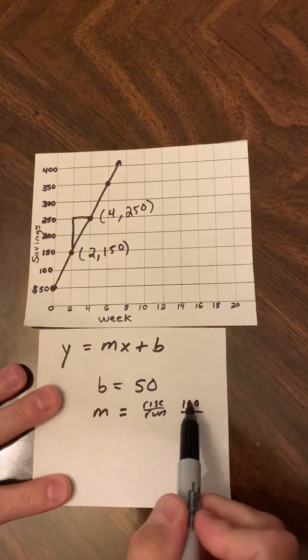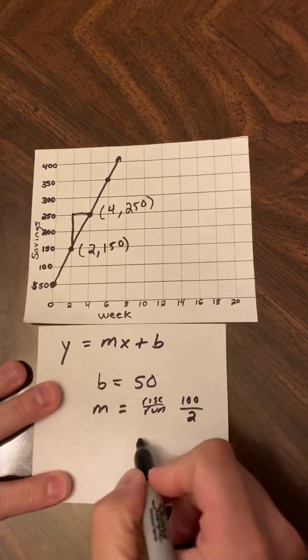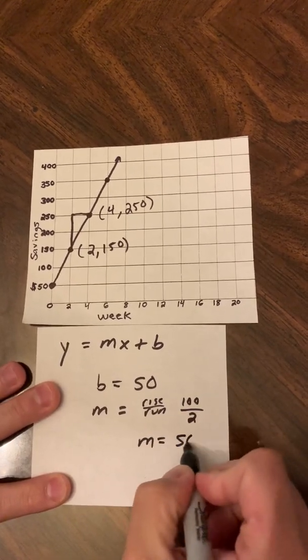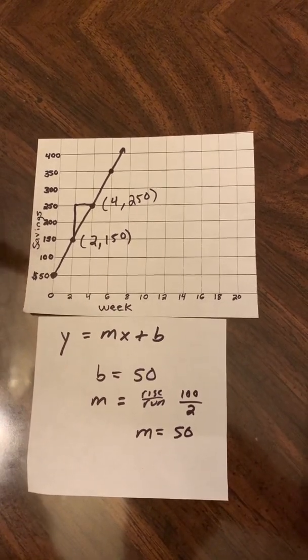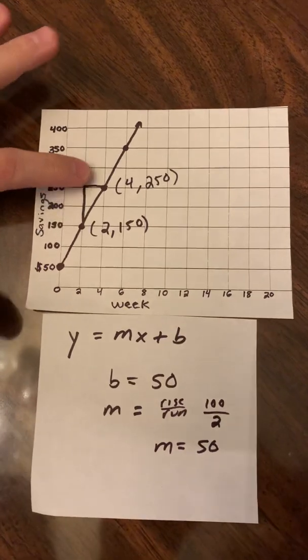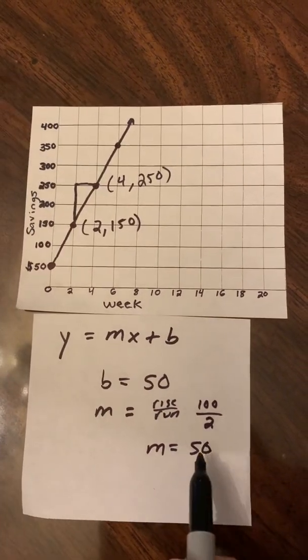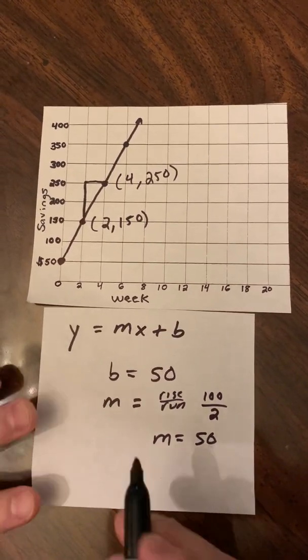And slope is the change in y divided by the change in x. That means the slope is 50, which means this person is saving $50 each week because he saved $100 extra in 2 weeks, which means he's saving $50 per week. Okay, so that would be our slope.